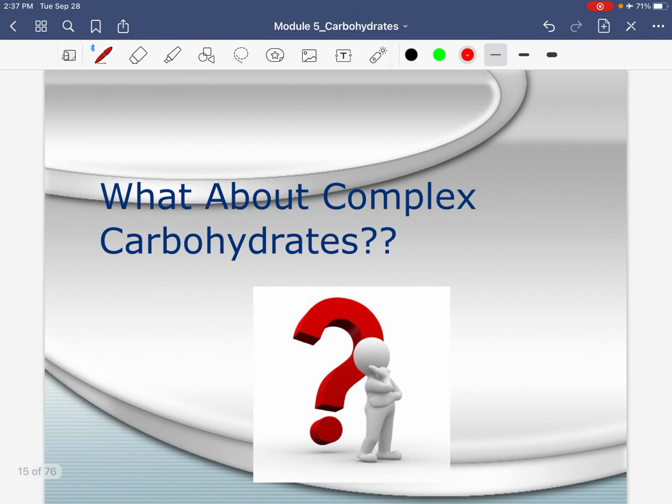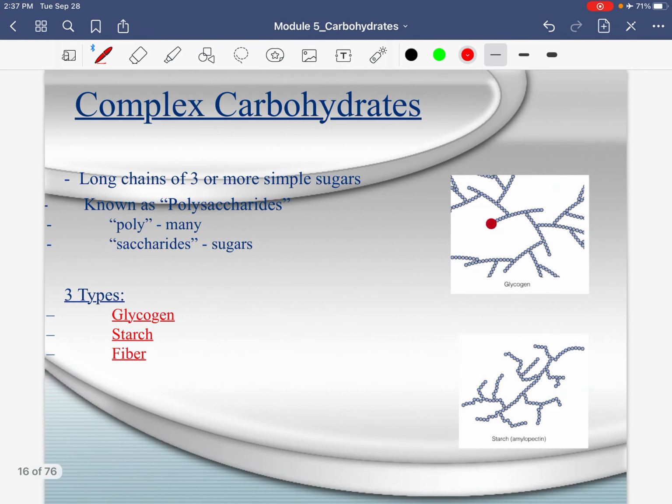All right. So we just covered the simple sugars, mono and disaccharides. Let's now move into the complex carbs, which of course would be the polysaccharides.